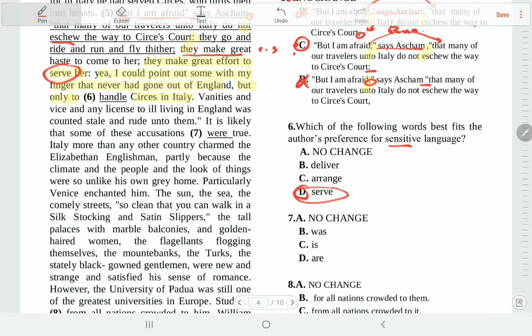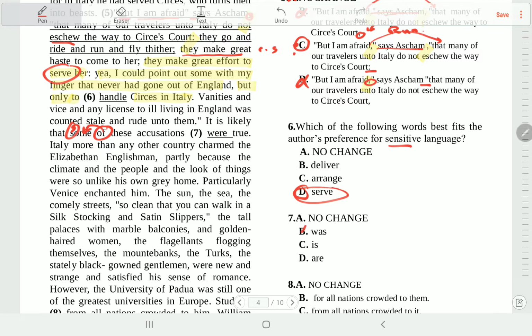Okay, number 7. It is likely that some of these accusations were true, was true, is true, are true. This is subject-verb agreement with tense. Number 1, where is the subject? Don't tell me accusations. That's in the prepositional phrase, so look before the prepositional phrase: some. Some could be singular or plural. Some water, some of the water: singular. Some of the accusations: that's plural.